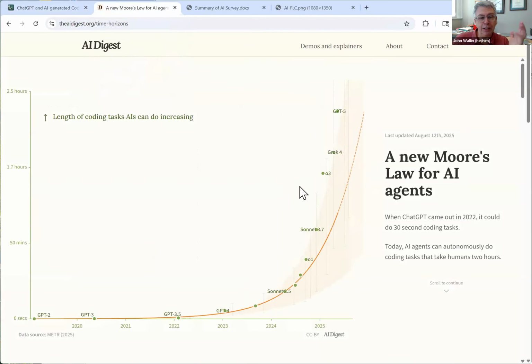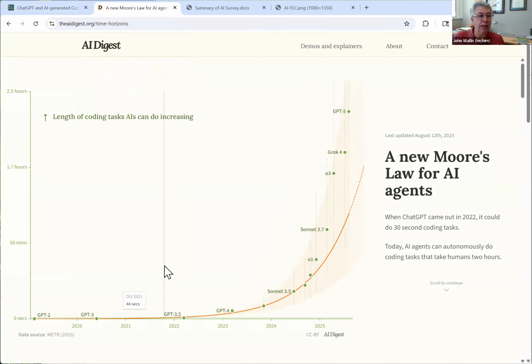So first of all, this is something I saw yesterday, which is actually a really interesting way of thinking about AI capabilities. And this is basically a new idea of Moore's law. So what's happening with AI models is they're getting better and better at doing coding tasks. And the big way of measuring this is how long it takes a human to do a coding task, and how well an AI can do this.